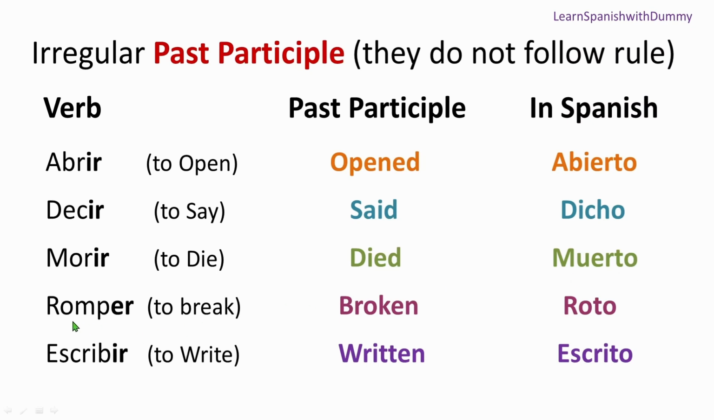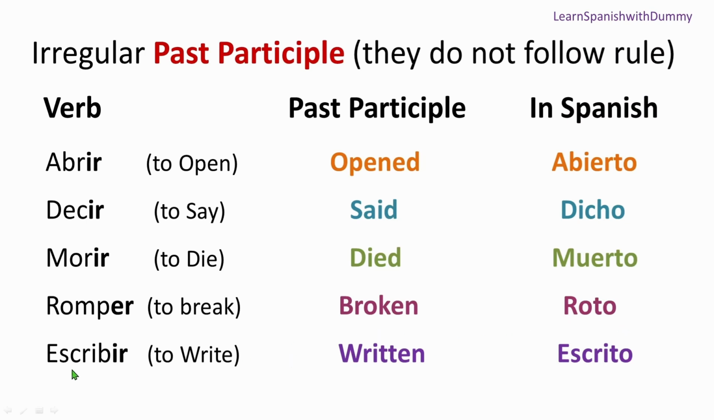Romper. Romper means to break, right? And the past participle of break is broken. I have broken the glass, he has broken the chair, she has broken my heart. So the rule says that for an er ending verb, it should be ido, right? It should be rompido. But no, it's roto instead. Roto, okay? Remember it. Roto means broken.